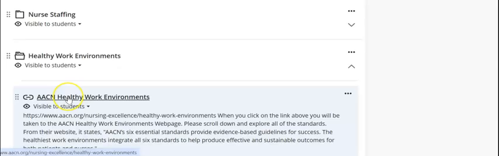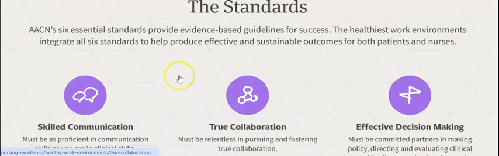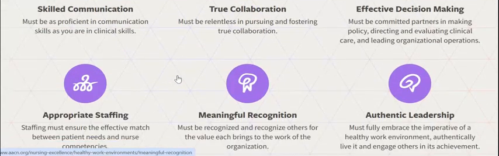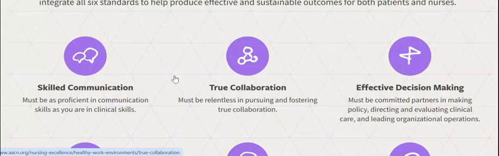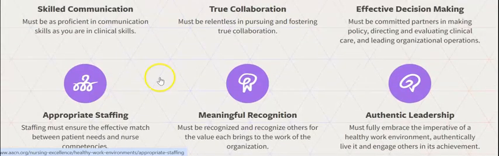Healthy work environments, of course, I probably should have had this on top. We should really start with that because this is the AACN's standards. So you can see there's 6 standards for healthy work environments: skilled communication, collaboration, decision making, leadership, meaningful recognition, and of course, appropriate staffing. So please click on each one.